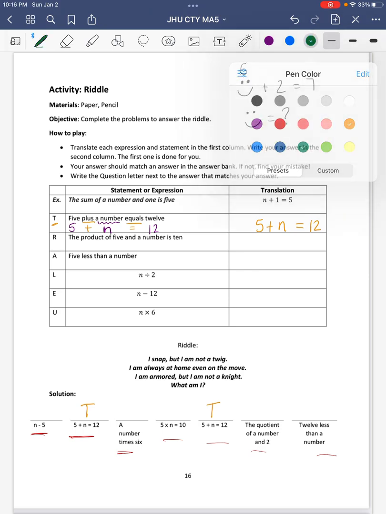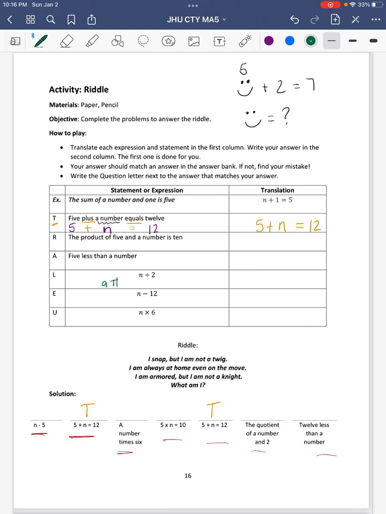Now let's try out L. So I'm going to switch up my color again. L, N divided by 2. There are a few ways you could write this. First, you have to decide, okay, how are you going to represent N? N can be any number, but I'm just going to say a number, and that's just the sign for number. A number divided by 2. Okay. Another way that you could write this is the quotient of a number and 2.